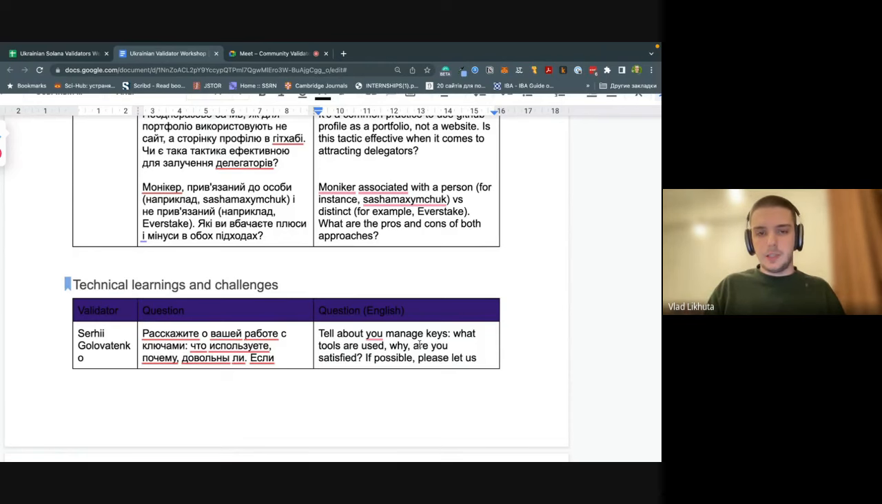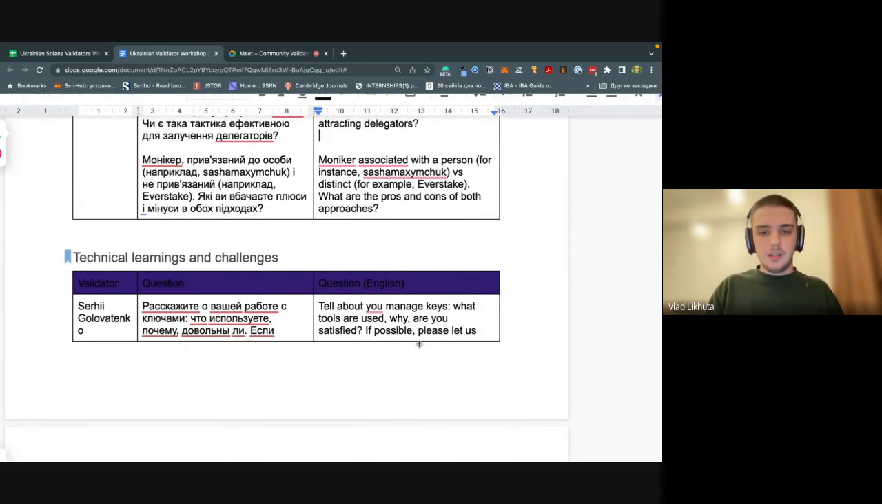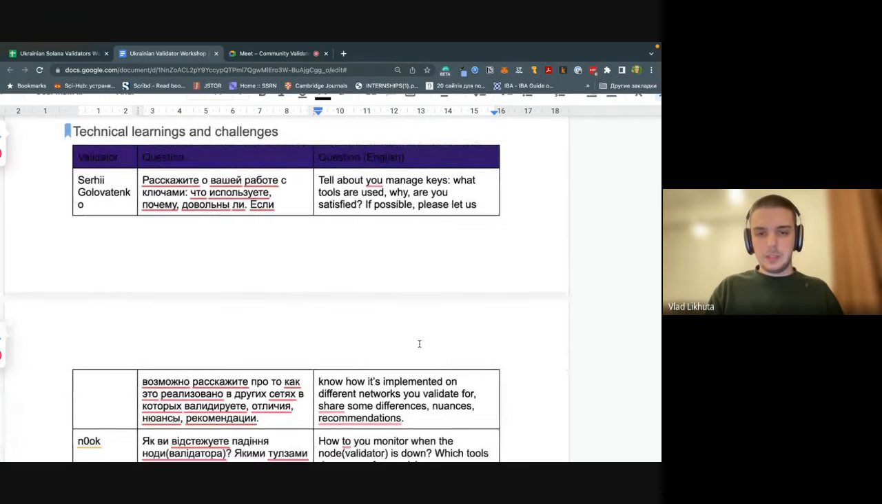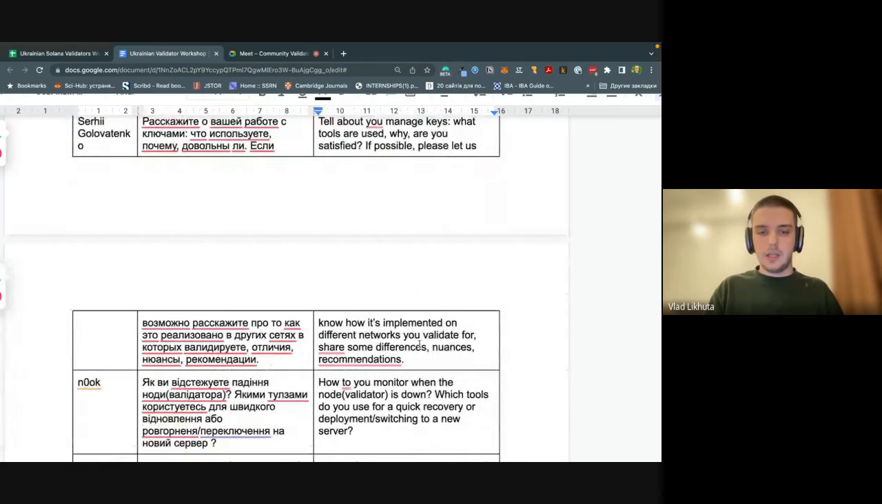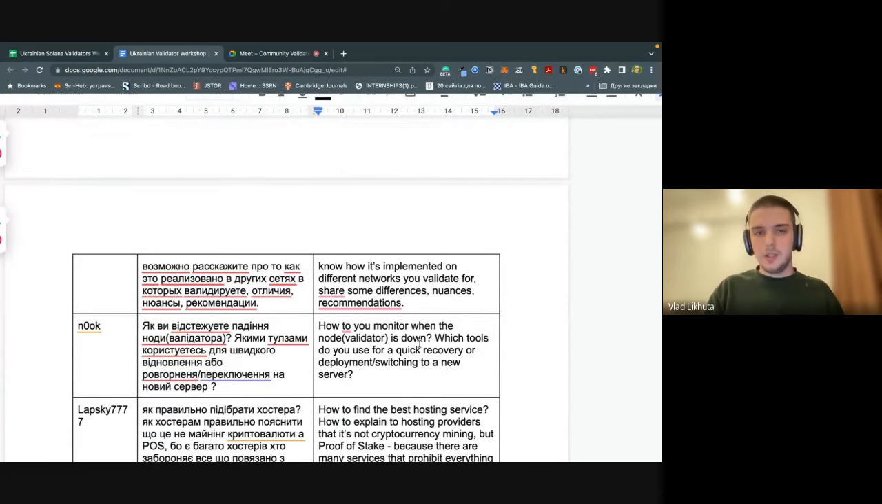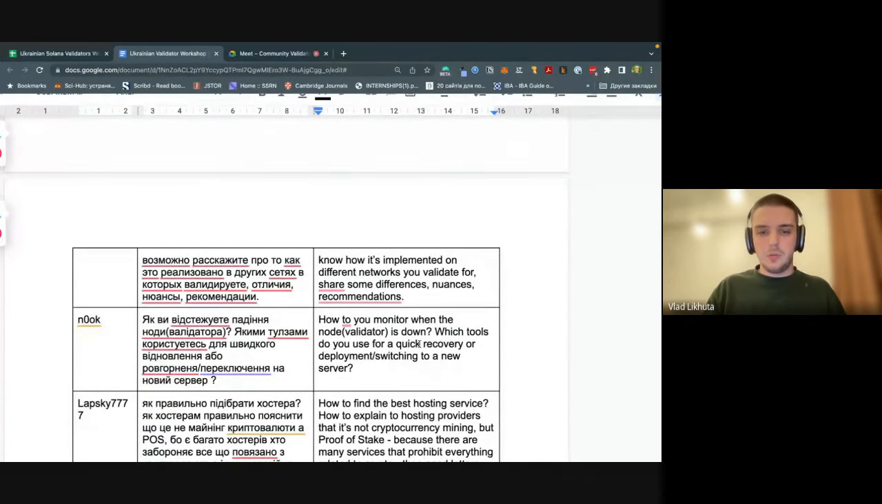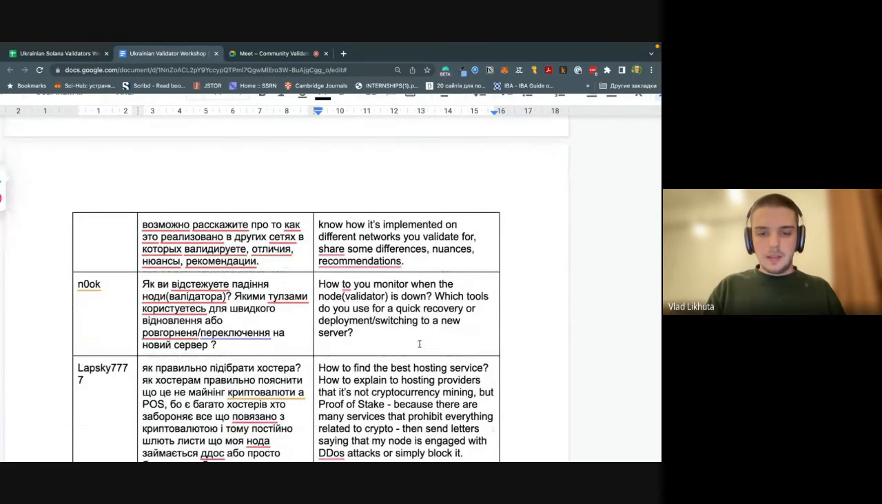But the most interesting part for them was the part where we can share our DevOps expertise. We have dozens of DevOps on board. Since those Ukrainian validators are new and small validators, they really struggle in setting up everything, setting up their infrastructure and managing it. So we got quite a few questions from them around how we manage our keys, how to migrate from one server to another, how to choose a hosting provider, what kind of monitoring system we use, and everything actually about infrastructure and DevOps matters.